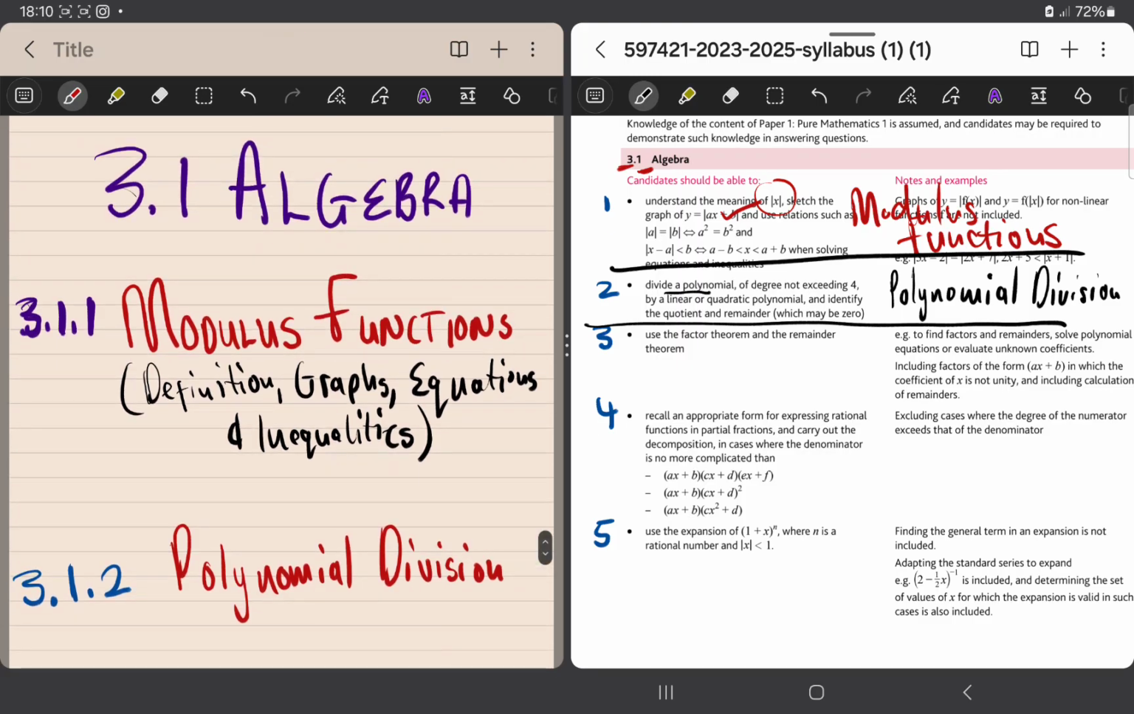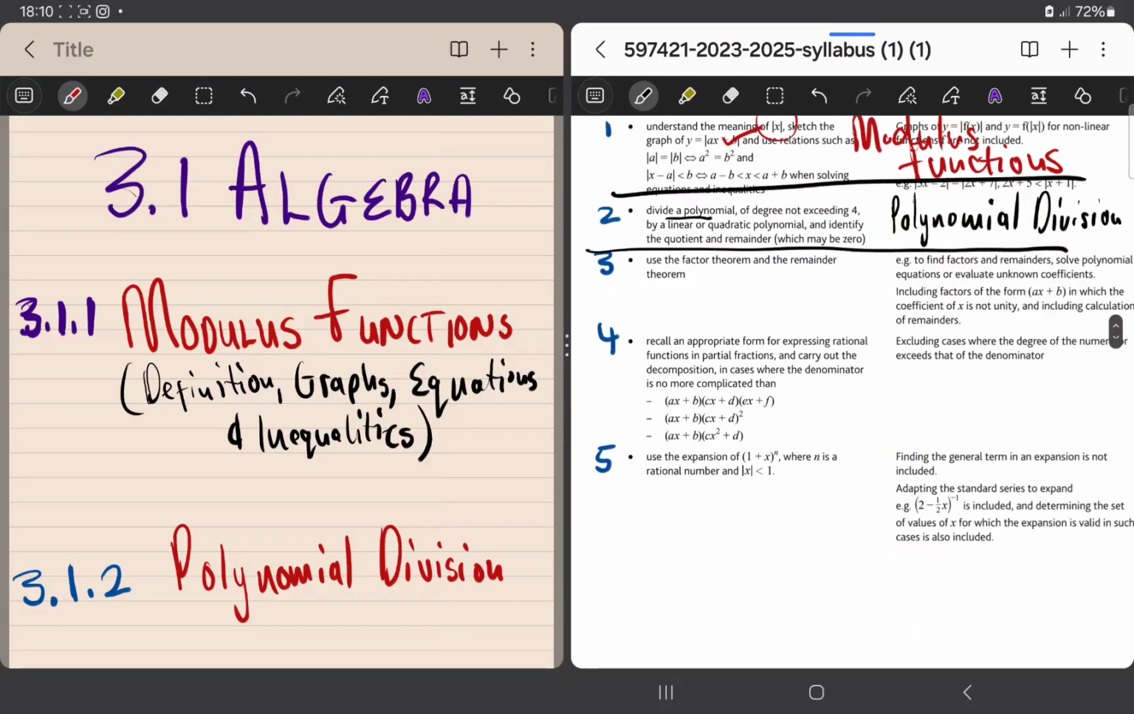So for you to be done with algebra, you need to know modulus functions. You need to know polynomial division, where you are dividing something that has a power which is not above 4. We are dividing into something with a power of 4 and below, and we are dividing it by something with a power of 1 or a power of 2. Okay, and what we are going to do is we are going to look for what the answer is, which is the quotient, and then we are going to look for what the remainder is going to be. Then we'll be done with this one.